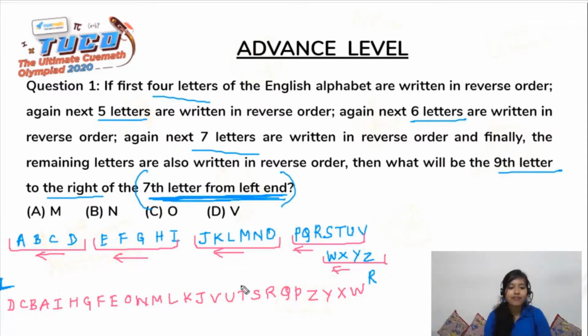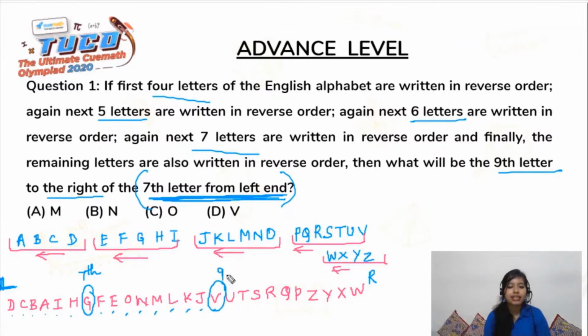So this is my left and this is my right. When I go ahead and check this out, 1, 2, 3, 4, 5, 6, 7. So my 7th letter from the left is G. And I have to figure out what is the 9th letter to the right of this letter. So let's check it out. 1, 2, 3, 4, 5, 6, 7, 8, 9.